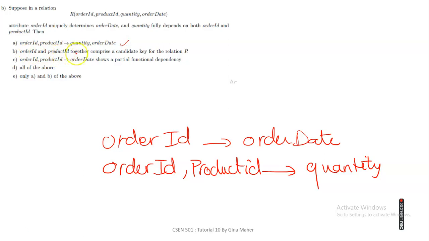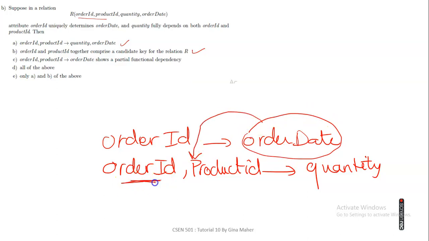Do order ID and product ID together comprise a candidate key? Actually, yes, because if we have both of them, we can get all other attributes. So this one also holds. Does order ID and product ID implies order date show a partial functional dependency? Actually, yes, because the order date depends on a subset of the primary key, which is the order ID, which means that order date is partially functionally dependent on the key. So in this case, all of the above.